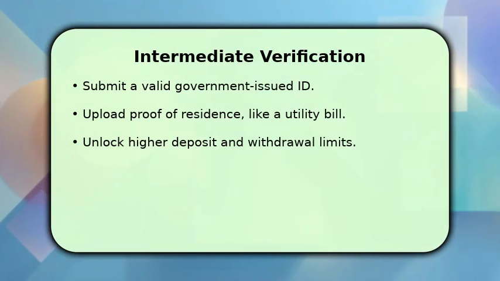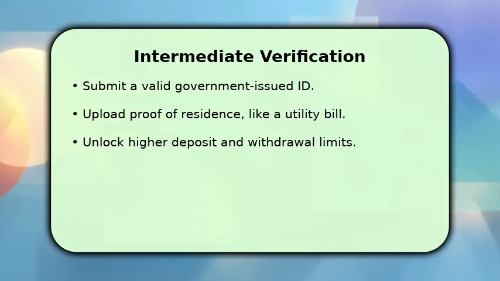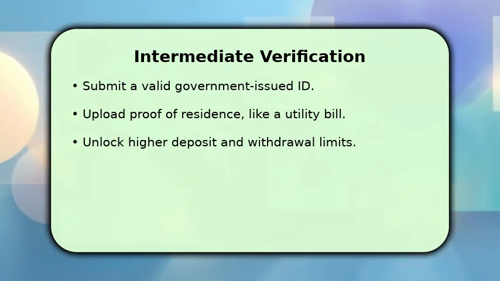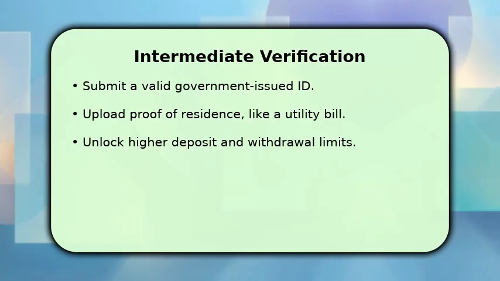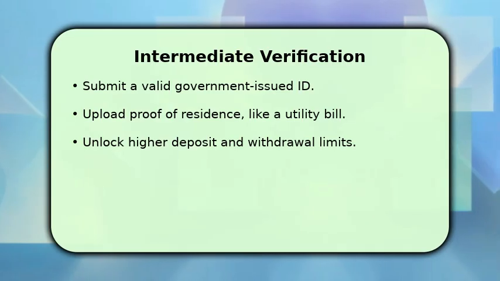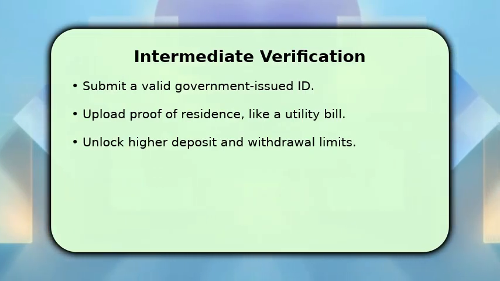Moving to intermediate verification requires a bit more. You'll need to upload a clear photo of a valid government-issued identification, such as a passport or driver's license. Additionally, proof of residence, like a recent utility bill or bank statement showing your address, is necessary. This level significantly increases your funding options and transaction limits, allowing for more substantial trading activity.